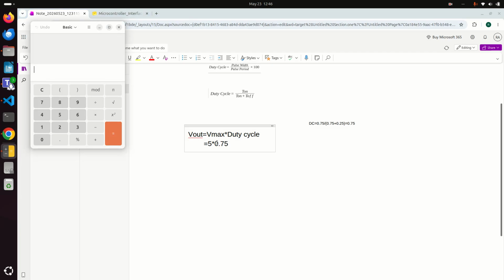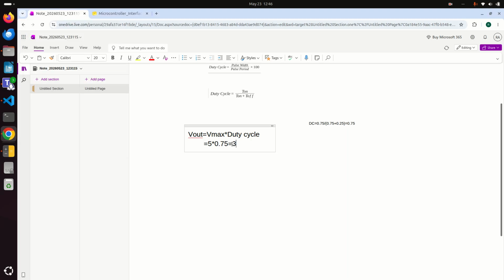So 5 into 0.75 is how much? 3.75. That is the answer. Now we got the value of output voltage.